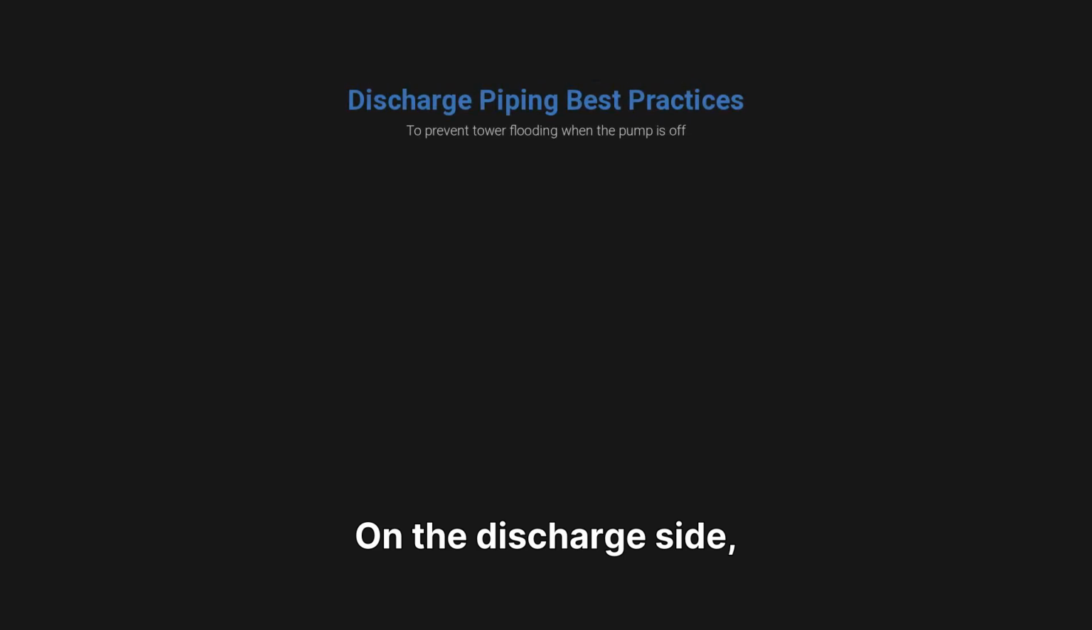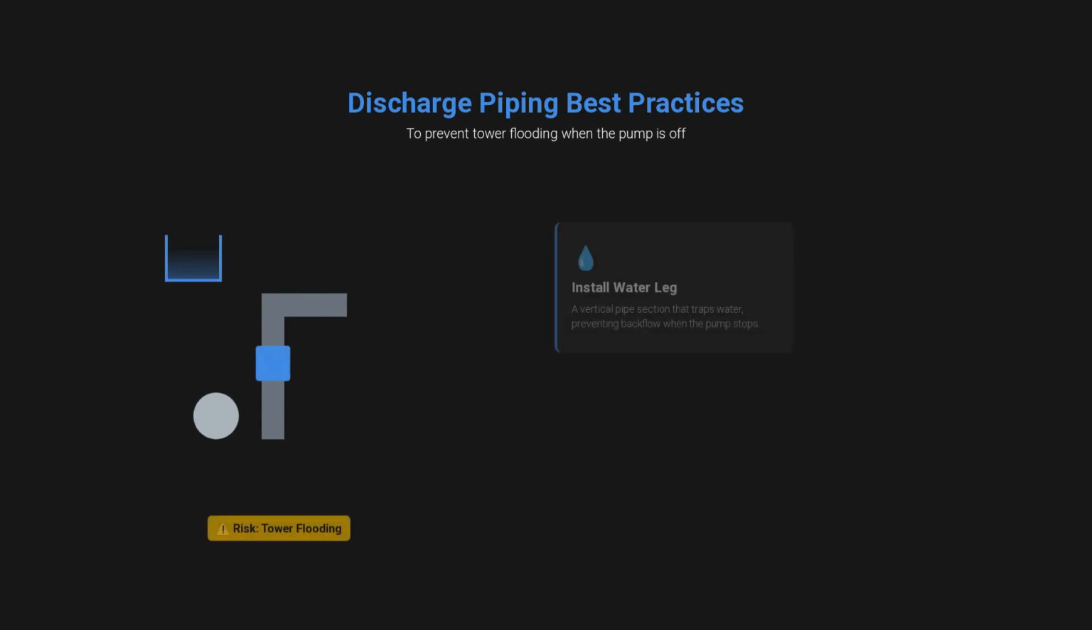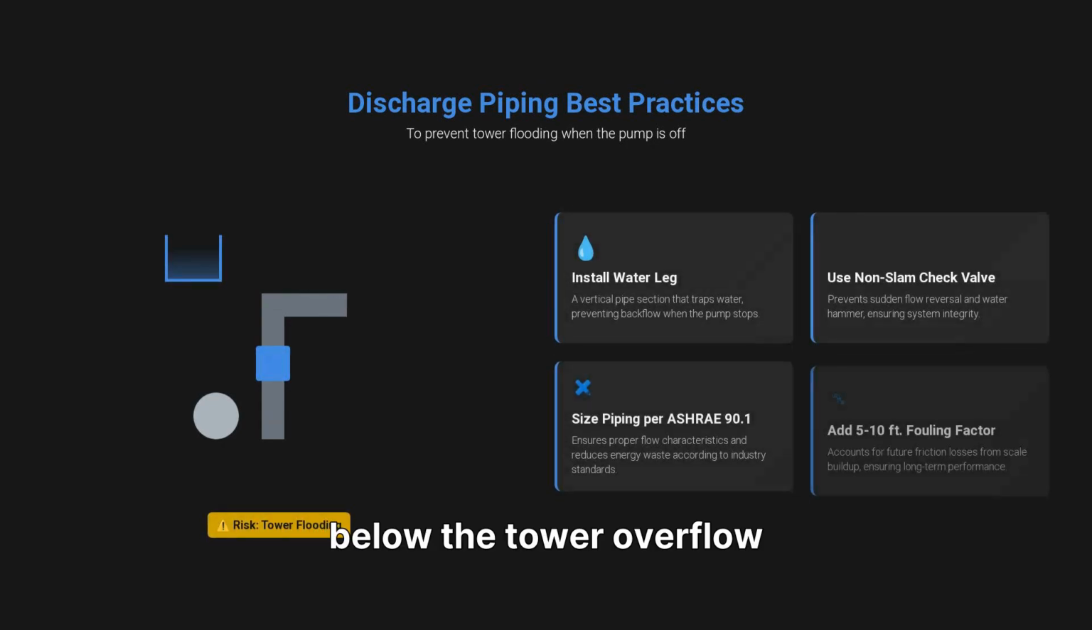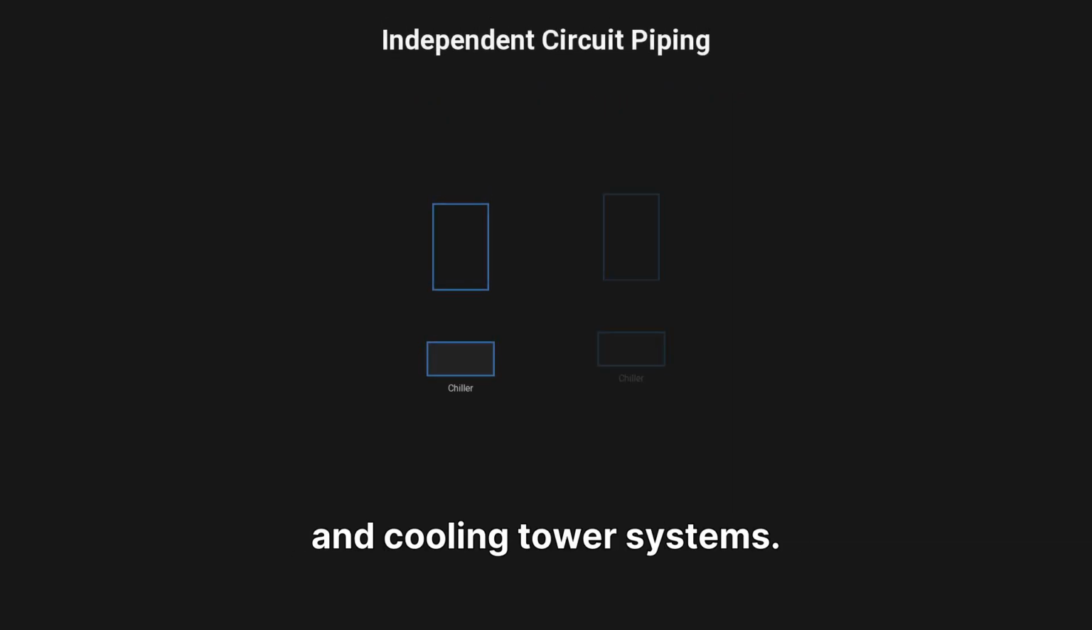On the discharge side, the goal is to keep the tower from flooding when the pump stops. Route horizontal discharge piping below the tower overflow, or install a water leg to trap water. Use a non-slam check valve to prevent backflow. Size the discharge piping per ASHRAE 90.1 guidance, and include 5 to 10 feet of extra head for fouling in open cooling tower systems. There are 3 main piping arrangements for chiller and cooling tower systems.